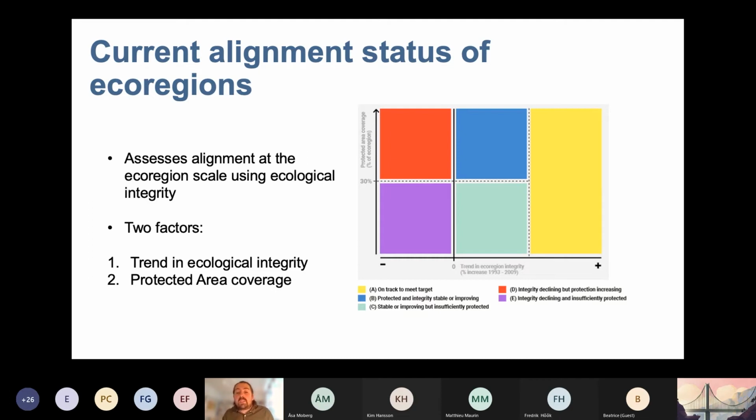And this assessment is based on two main factors. One, whether the ecoregions are increasing or decreasing in ecological integrity. And second, whether they are sufficiently or insufficiently protected related to global goals. And this is based on peer-reviewed work by Bayer and colleagues and Dynasty and colleagues.